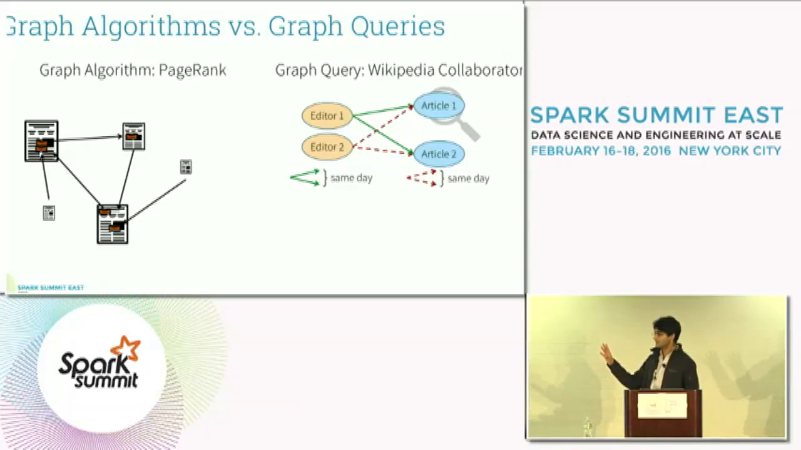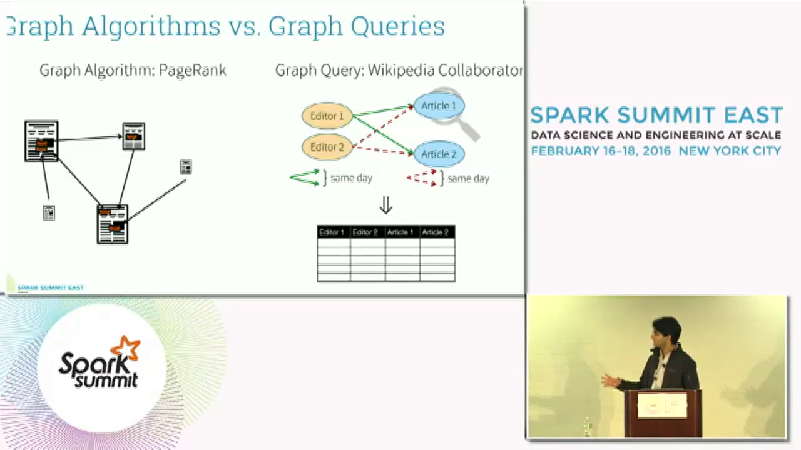This graph query, when run against this Wikipedia graph, will return a table where each row corresponds to a match between this pattern and the actual graph. That match is just an assignment of these vertices and edges to actual vertices and edges in the graph.